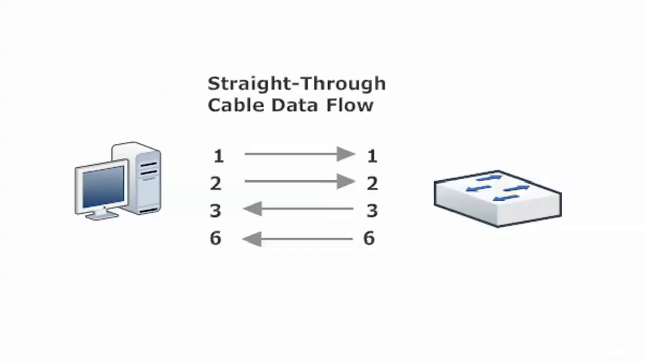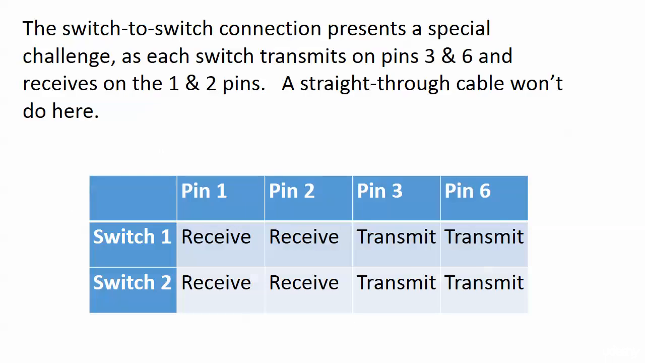And there's your straight-through cable data flow. Your host is talking on pins 1 and 2. Your switch is listening on 1 and 2. The switch is talking on pins 3 and 6, and the host, the PC, is listening on pins 3 and 6. So we are all set there.